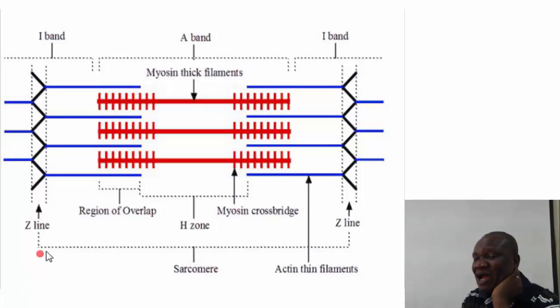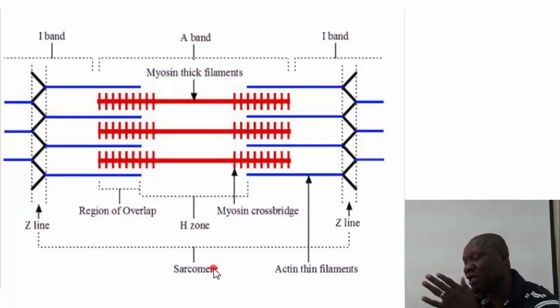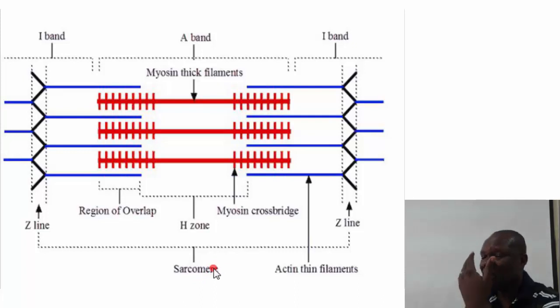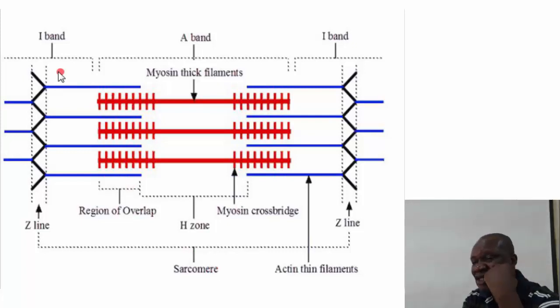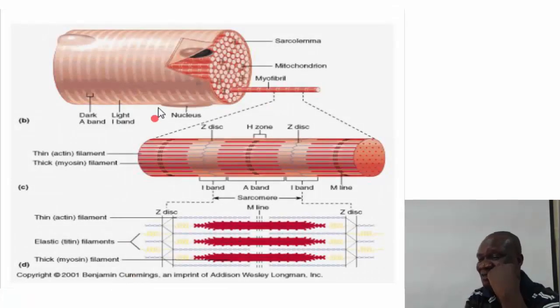Now the area between two Z lines, from this Z line to that Z line, constitutes what we call a sarcomere. A sarcomere, which is the functional unit of the muscle. So this sarcomere would stroke across the whole muscle fiber, giving rise to the striations.